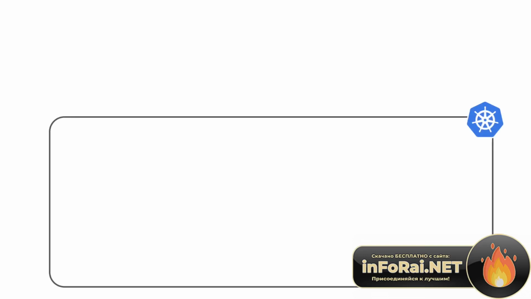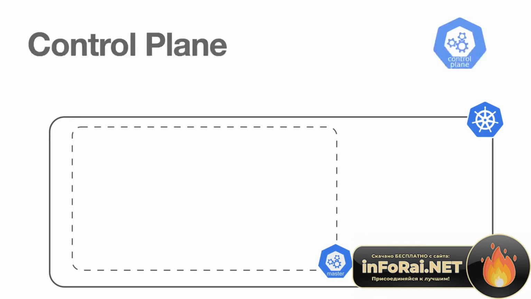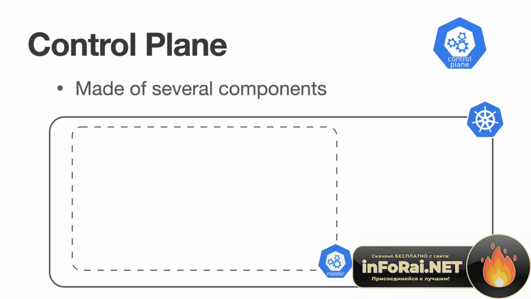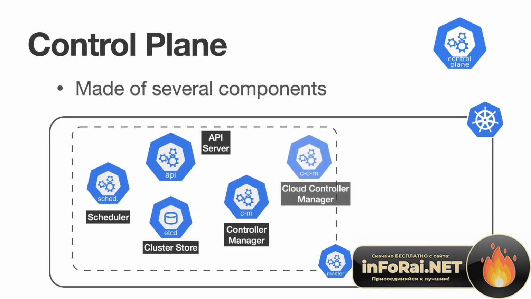Right, so you saw that within the Kubernetes cluster, we do have the master node. Now, the master node contains what is known as the control plane. The control plane is made of several components, and they are the API server, the scheduler, cluster store, controller manager, cloud manager, which talks to the underlying cloud provider API, whether it's AWS, Google Cloud, Azure, so on and so forth. And all of these components within the master node communicate via the API server.